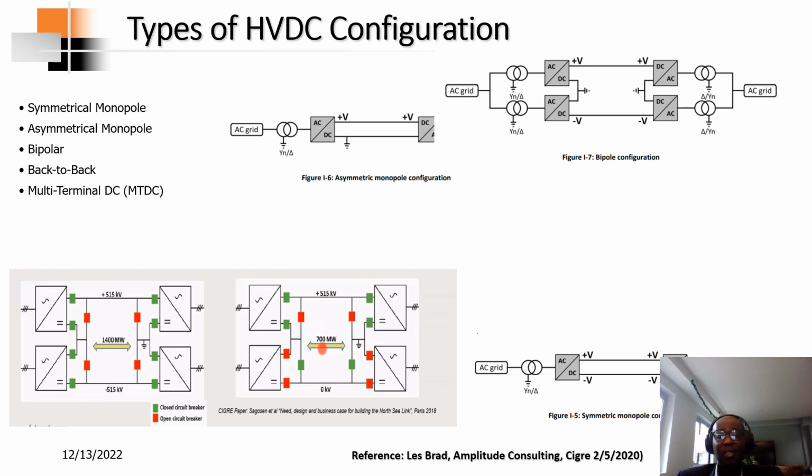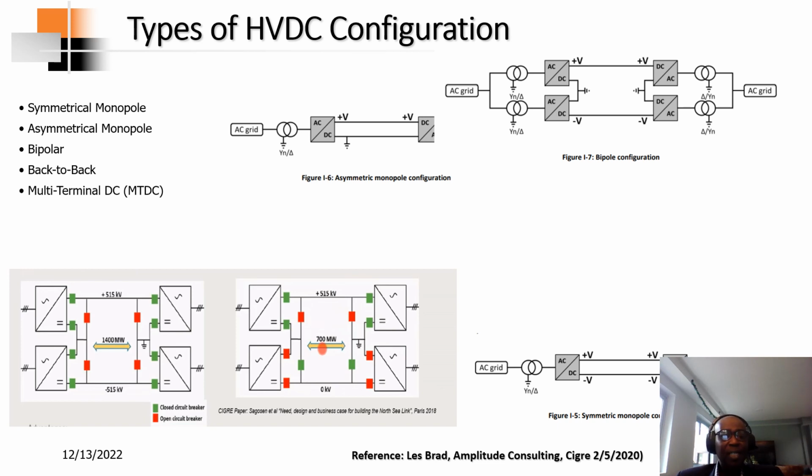So that itself, symmetric monopole is costlier than the asymmetric monopole, because in the asymmetric monopole you have only one pole, and the return can either be ground return or metallic return. That is why it's called asymmetric, because both poles are not similar. Then we have the bipole configuration, which has two terminals on each side, and has both a positive and a negative pole, and in between we have the neutral that is grounded on each end.